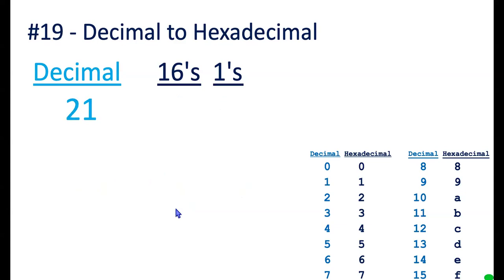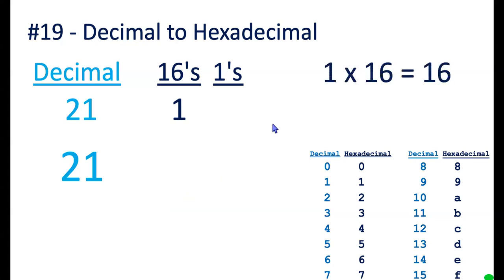Okay. How about 21? If I owed you $21, am I going to give you any $16 bills? Yes, I can give you 1 of those. 2 would be 32. I can give you 1 of these $16 bills. So I owed you 21. I just paid you one $16 bill. So what do I owe you? I'm going to subtract that from the 21 I owe you. 21 minus 16, $5. So I owe you $5 left.